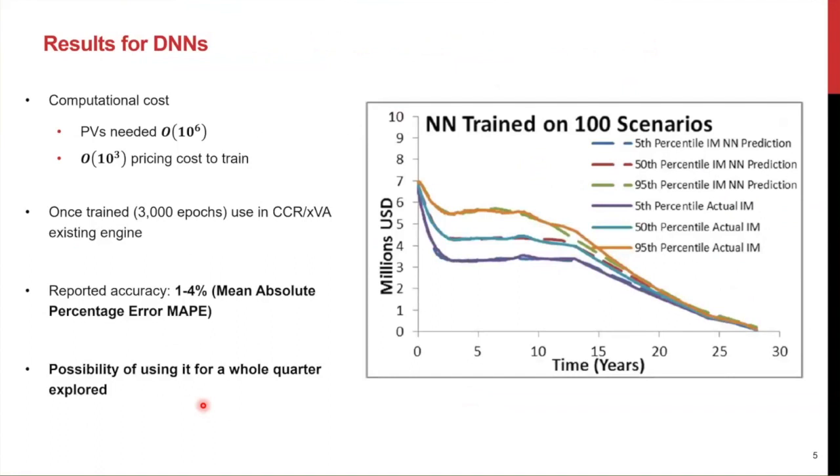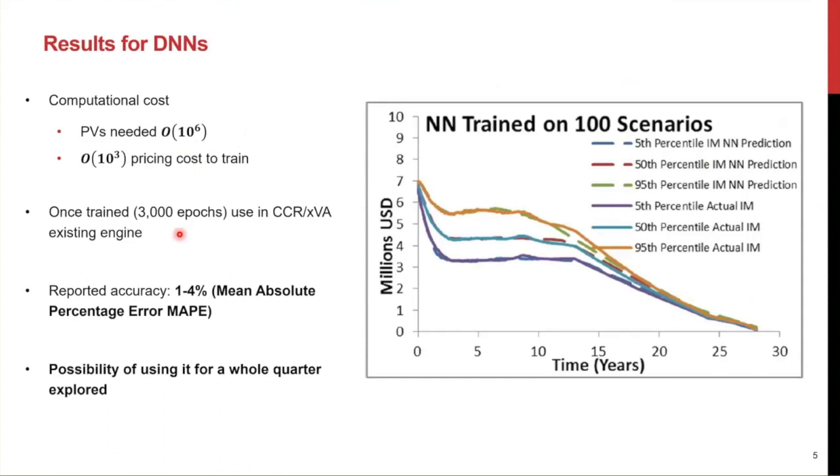And let me show you the results that they obtained. So first of all, computational costs. As I said, they incorporate PVs of the Monte Carlo simulation, which takes 10 to the 6, which is already something. The pricing for obtaining the data samples was only of 10 to the 3, which pales in comparison to the 10 to the 6 that you already have there. That's not bad. Once you've got this information, they trained the deep neural net with only 3,000 epochs, which is not humongous. So the training takes place in very little time.